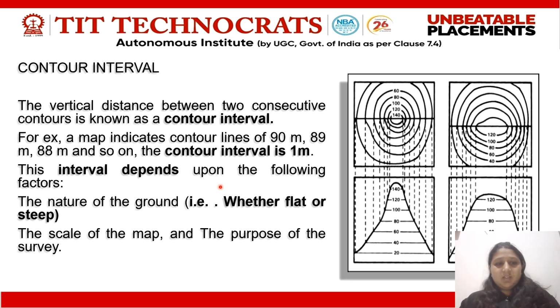This interval always depends upon factors such as the nature of ground, the scale of the map, and the purpose of the survey. If I'm going for a rough survey, my contour interval may be 50. But if I want minute details, I may take it as 5 or 10. So it completely depends upon the project and the area. Suppose I'm talking about a mountain having a steep slope. In that case, there's very little difference at points close to each other, so there's no need to have a very small interval. I can go for a very large interval also.